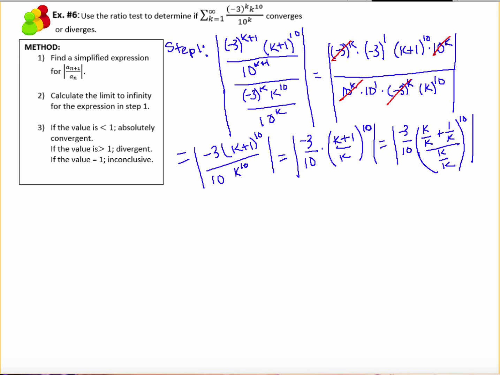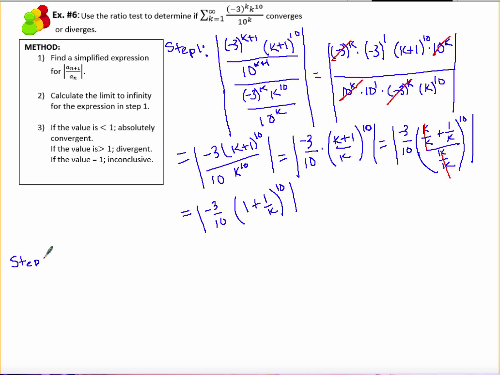Well, that's going to be nice. We reduce, and finally we have the absolute value of negative 3 tenths times 1 plus 1 divided by k to the 10th power. Wow, what an absolute value. Here we go, step 2.